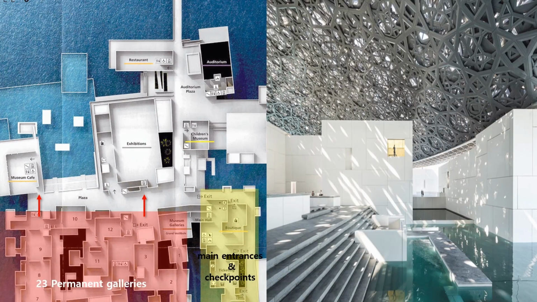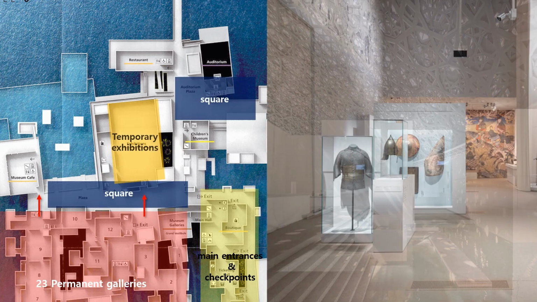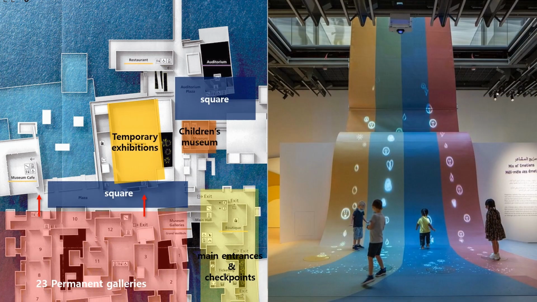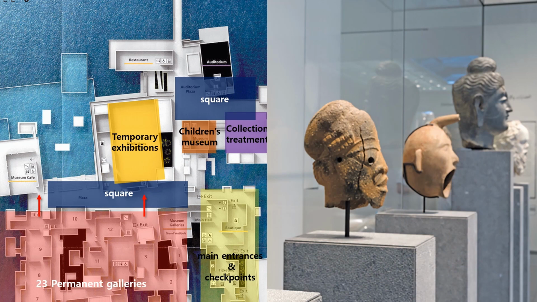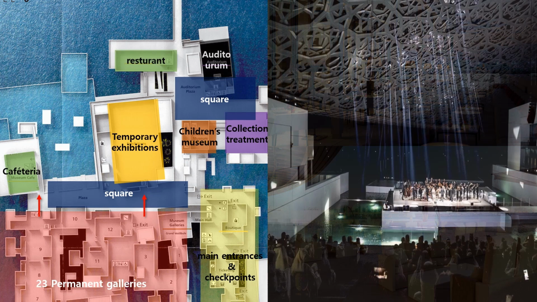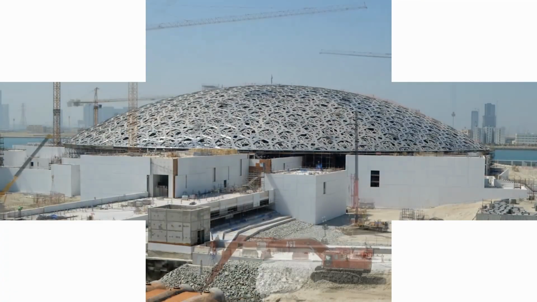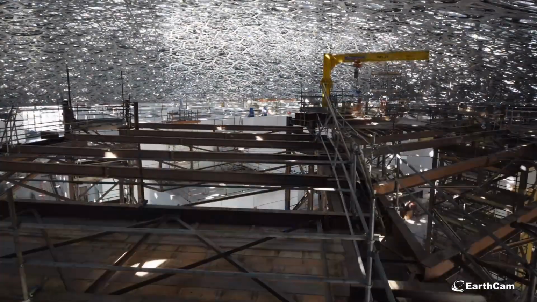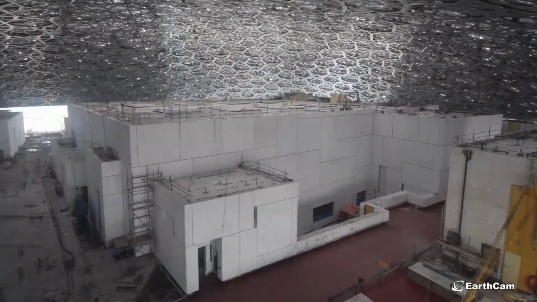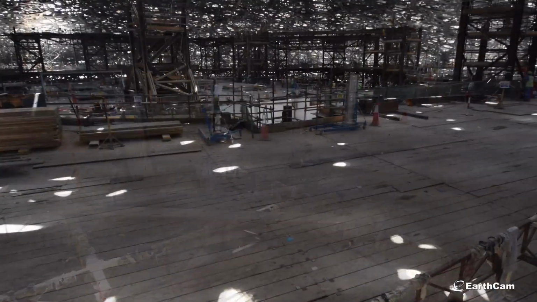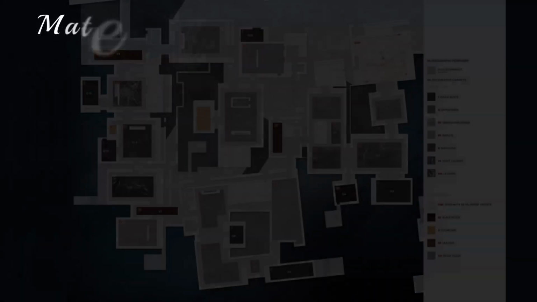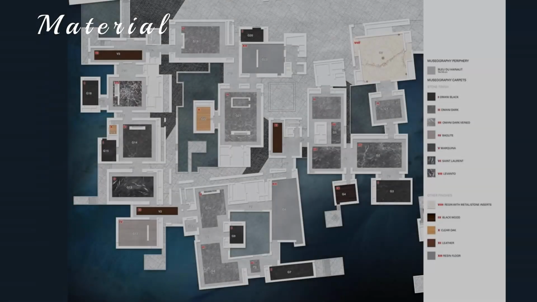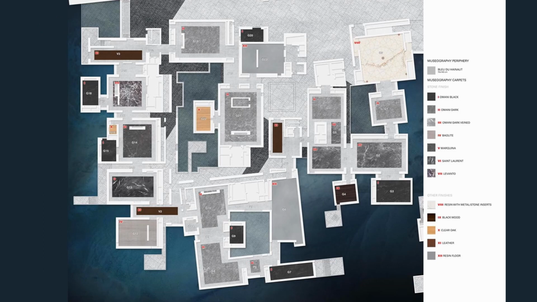Then, there is the square, and in the center are a temporary exhibition, children's museum, collection treatment, restaurant, cafeteria, and auditorium. Finally, I will explain the materials and characteristics of these 55 buildings. Now, I will explain the materials of the Louvre Abu Dhabi.